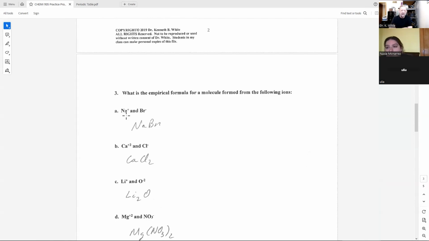All right. What is the empirical formula for a molecule formed from the following ions? How do we do this? Well, you remember all molecules have a net charge. And let's do B, calcium +2, chloride -1.